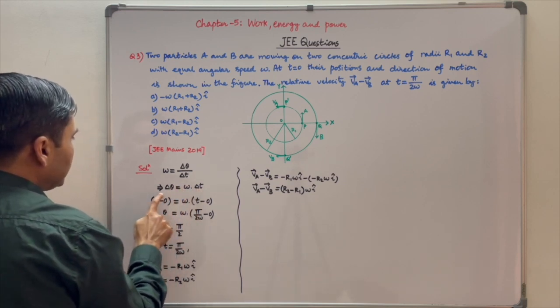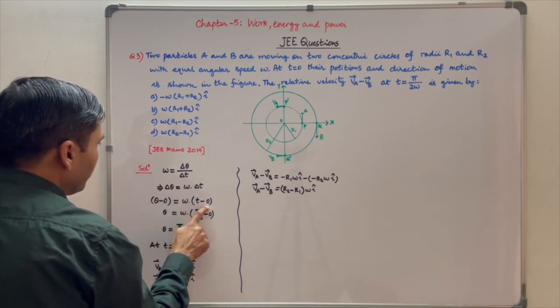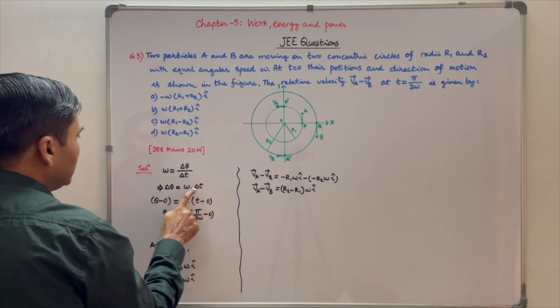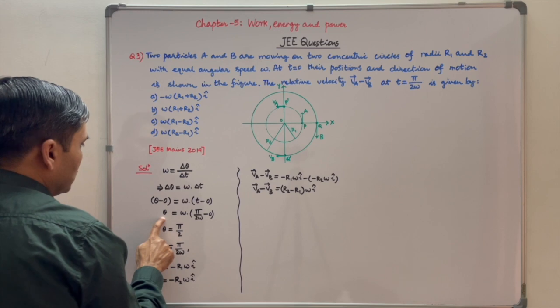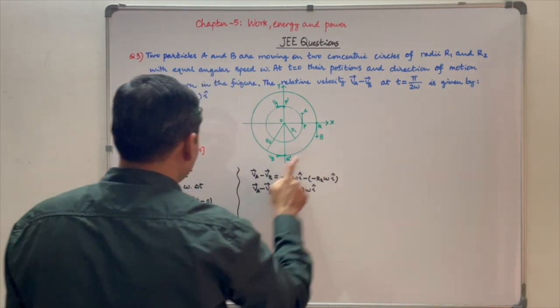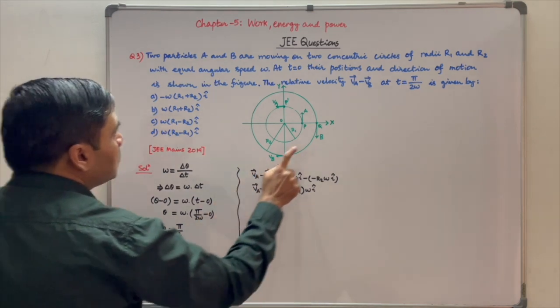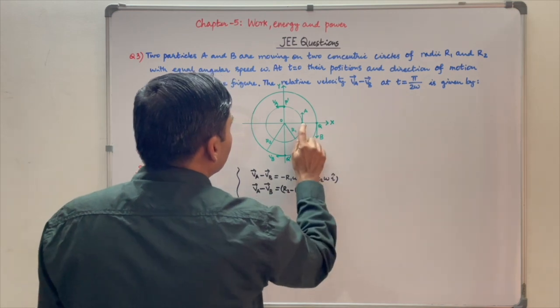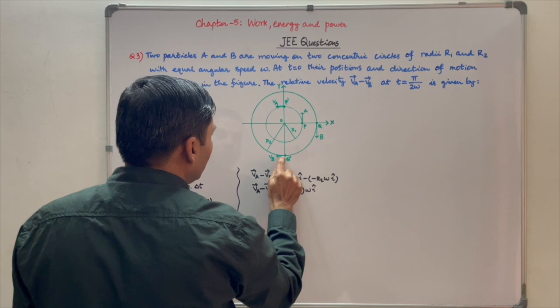Delta theta can be written as theta minus 0 and delta t can be written as t minus 0. At t is equal to 0, theta is equal to 0. It is given. So theta is equal to omega into, put t is equal to pi by 2 omega. So theta is equal to pi by 2. That means at t is equal to pi by 2 omega, first particle will be at P dash and second particle will be at Q dash.